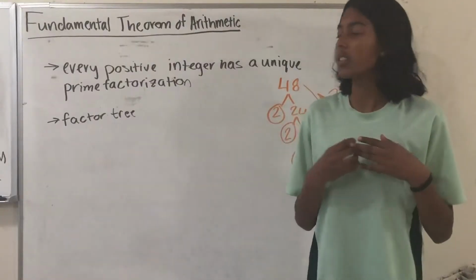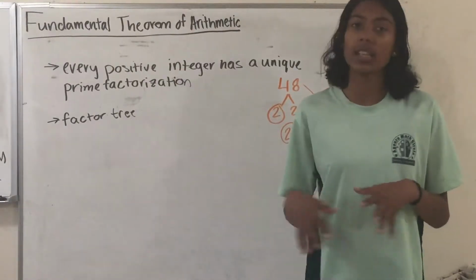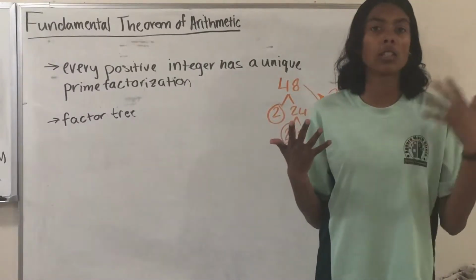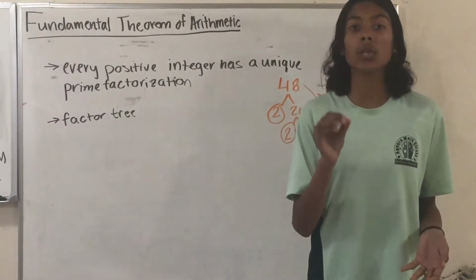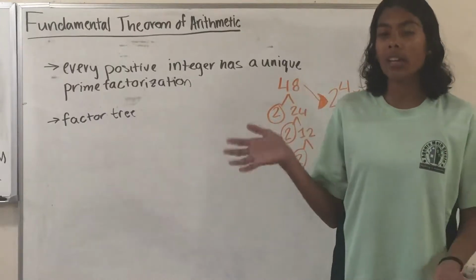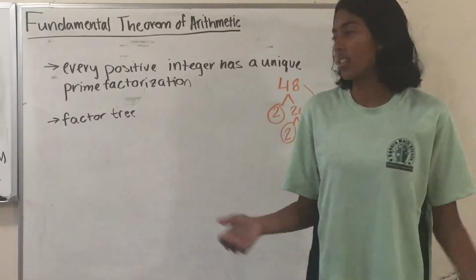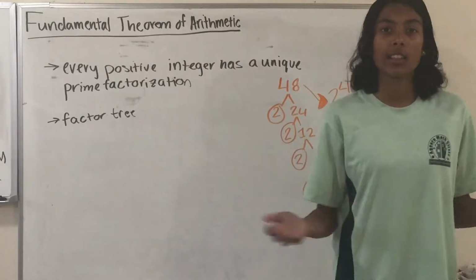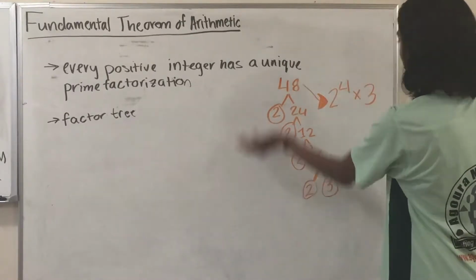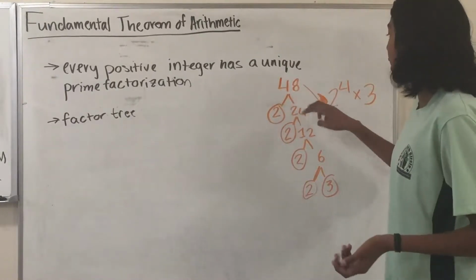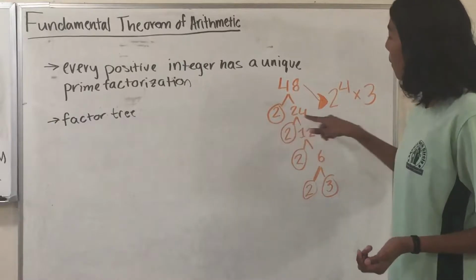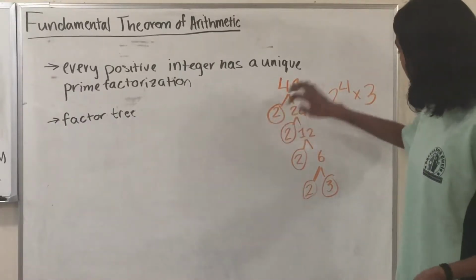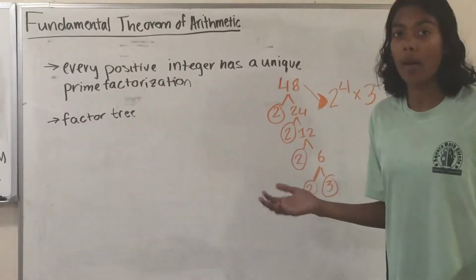Our next topic is the fundamental theorem of arithmetic. And basically it says that every positive integer has its own unique prime factorization. And here's a tip for prime factorizing. Use a factor tree. For example, this is a factor tree. We have the number 48 and then we split it up into a prime number and the leftovers after you divide by that prime number.